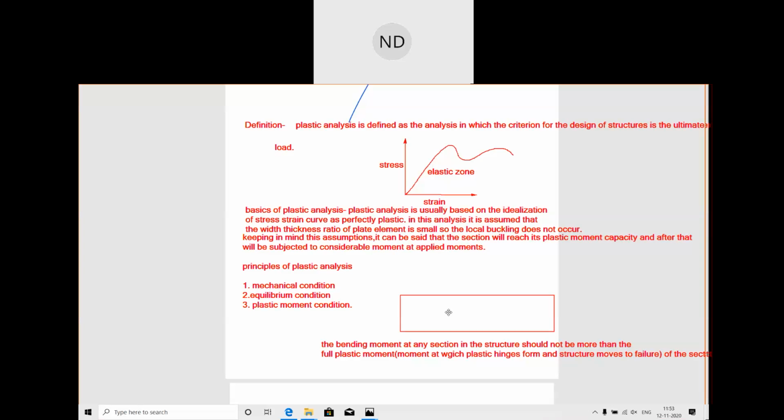Suppose this is a simply supported beam. When we give a load from the top and this load is increasing gradually, the bending moment and the stresses also increase. If the load is increased further, the stresses in the fibers of the beam reach the yield stress. At this stage, the moment which has converted the stresses into the yield stress is said to be the plastic moment.